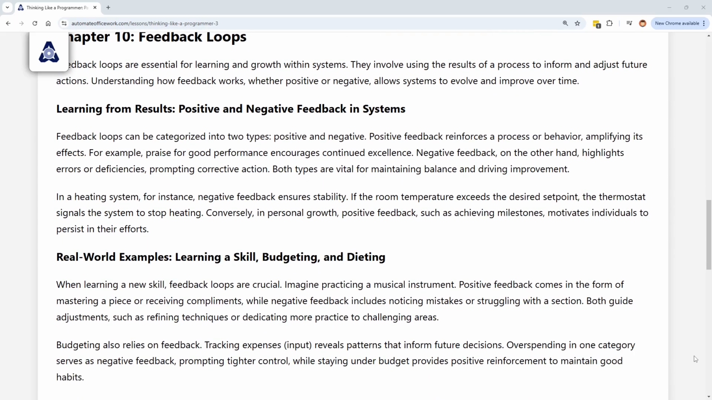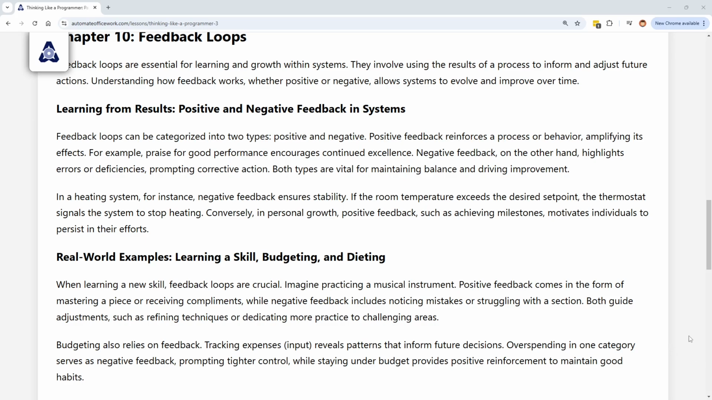In a heating system, for instance, negative feedback ensures stability. If the room temperature exceeds the desired set point, the thermostat signals the system to stop heating. Conversely, in personal growth, positive feedback, such as achieving milestones, motivates individuals to persist in their efforts.